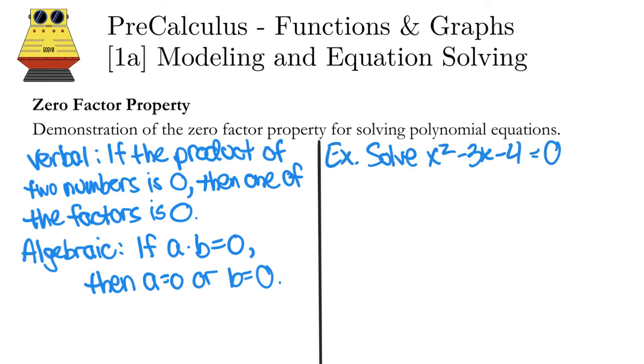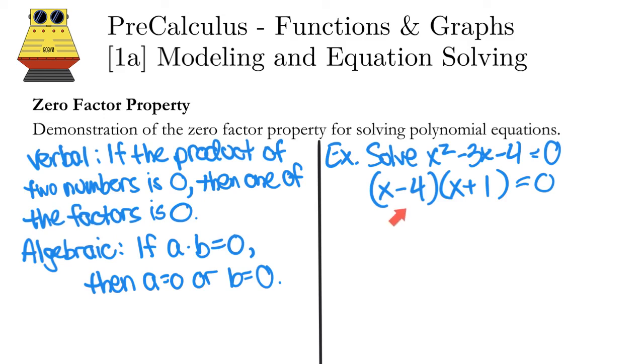Here's an example. X squared minus 3x minus 4 is equal to 0. So we could take any of these equations that we factored earlier on and set them equal to 0 and solve for x. We could factor this polynomial into x minus 4 times x plus 1, because negative 4 times 1 is negative 4, and negative 4x plus 1x is negative 3x. So here we have it.